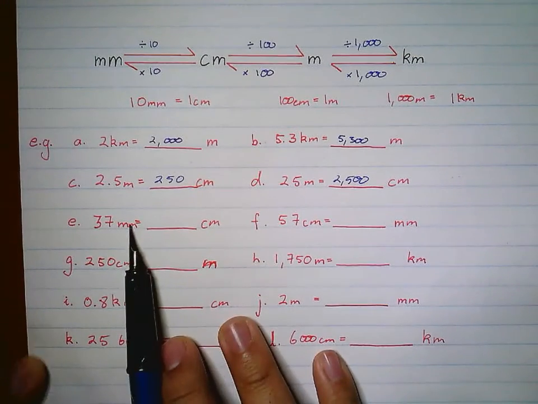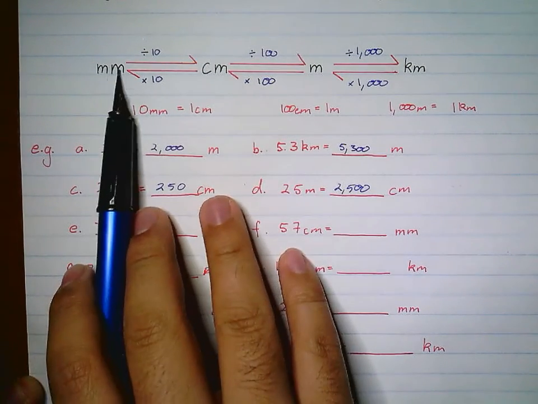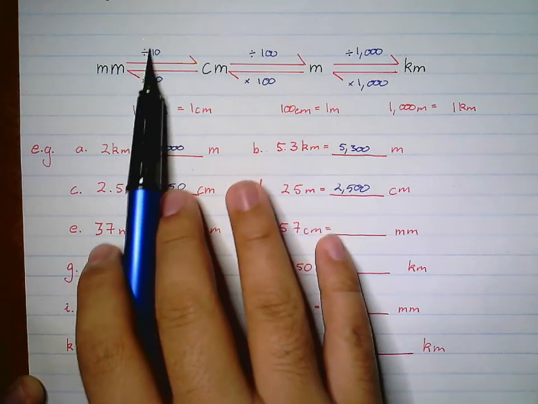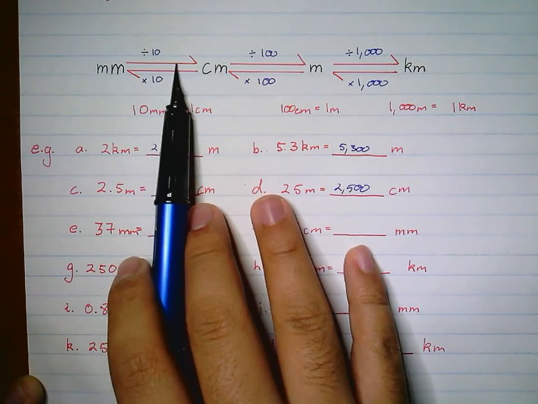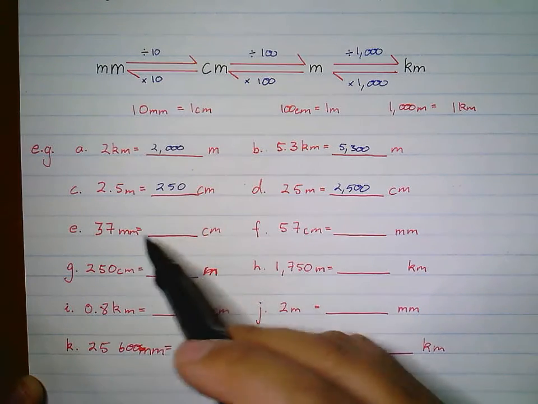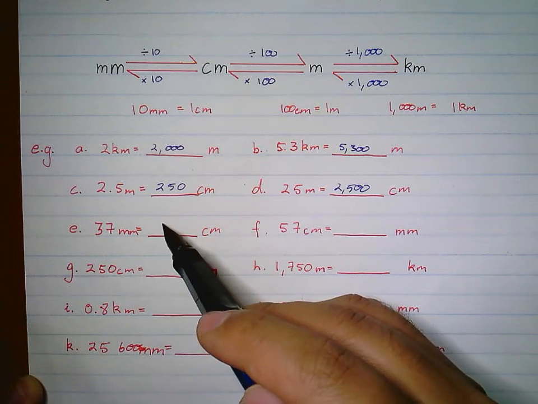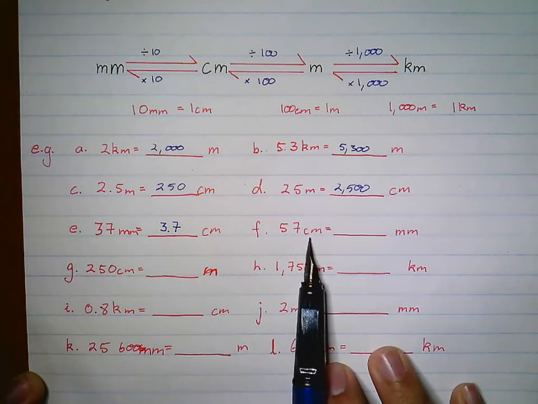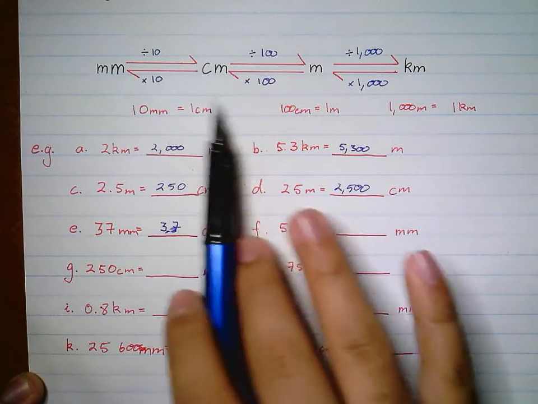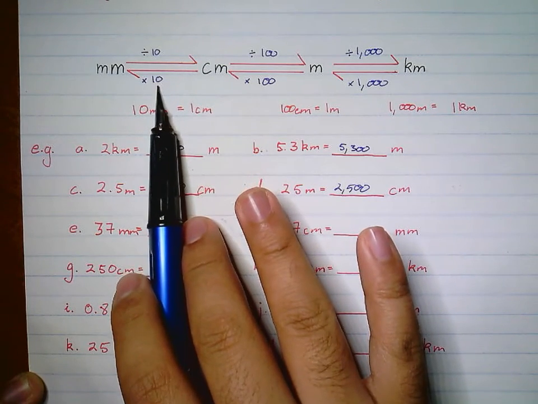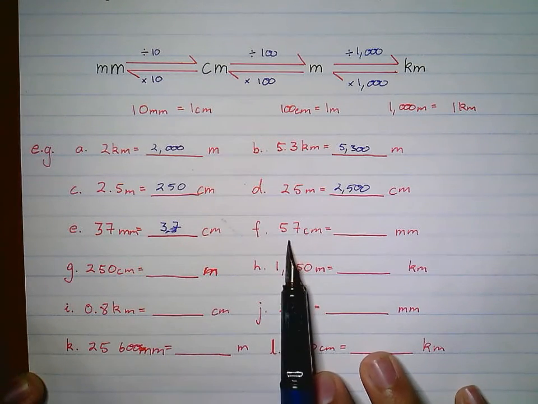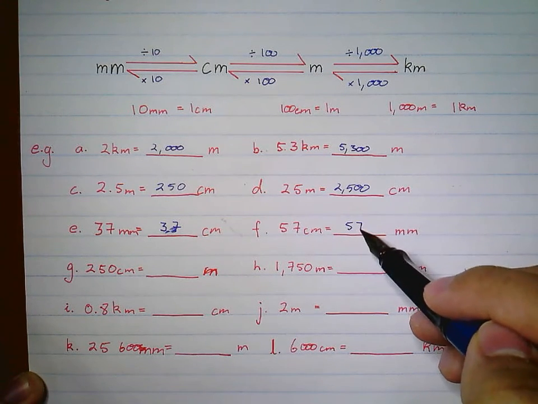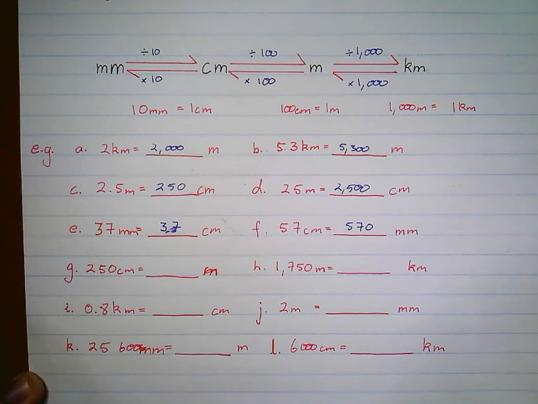And in this one, we're going from millimeters to centimeters. So we will be dividing by 10 because we are following this arrow here. So dividing by 10, 37 divided by 10 is 3.7. This time we're going the other way around, centimeters to millimeters. We will be multiplying by 10. 57 times 10 is 570 millimeters.